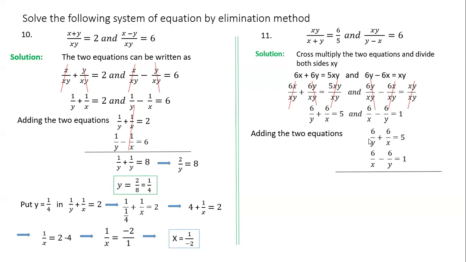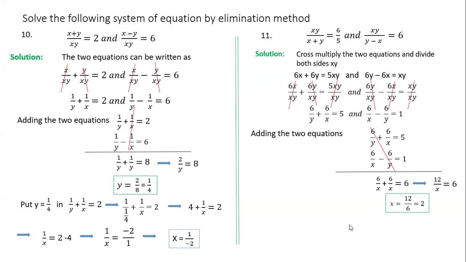Adding it. So this and this cancel. 6 plus 6 is 12. 12 upon x is equal to 6. Bring 6 down. It becomes 12 upon 6. So x is equal to 2.